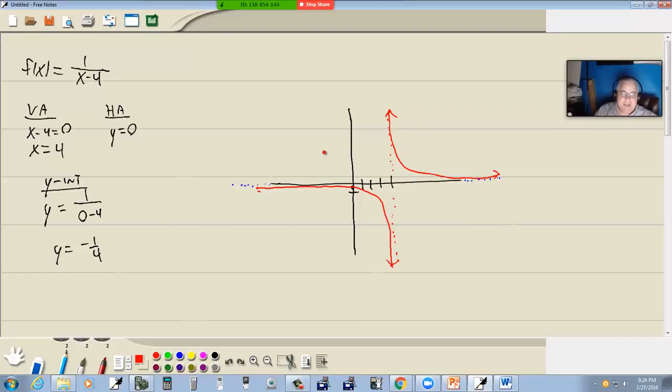How do I know that? Well, I've just graphed a lot of these. But you could plot a point over here. You could use your calculator, definitely. But that's how you find your horizontal asymptote.